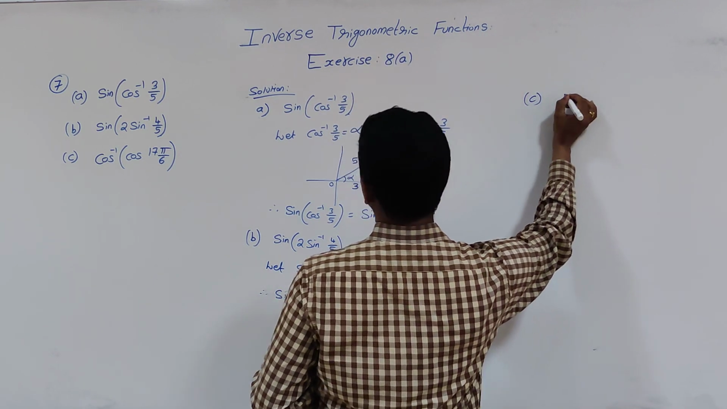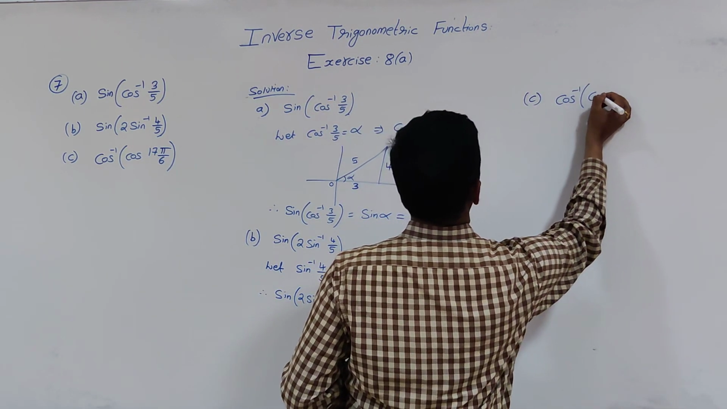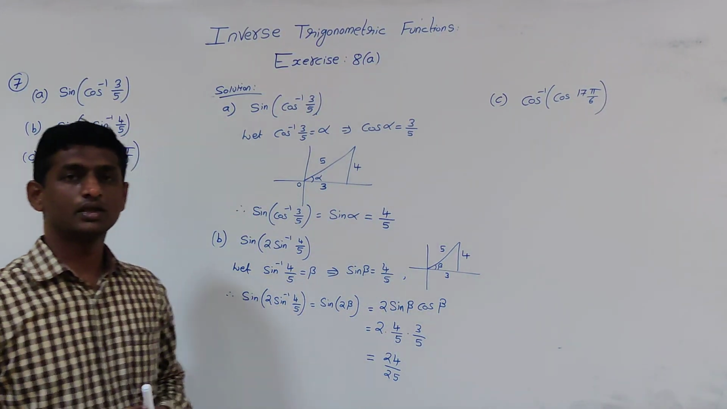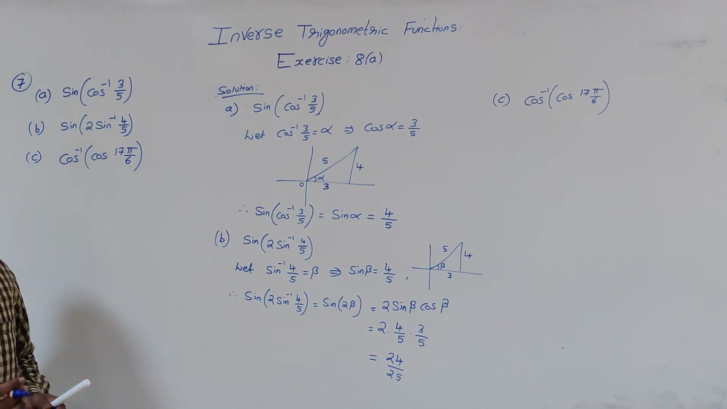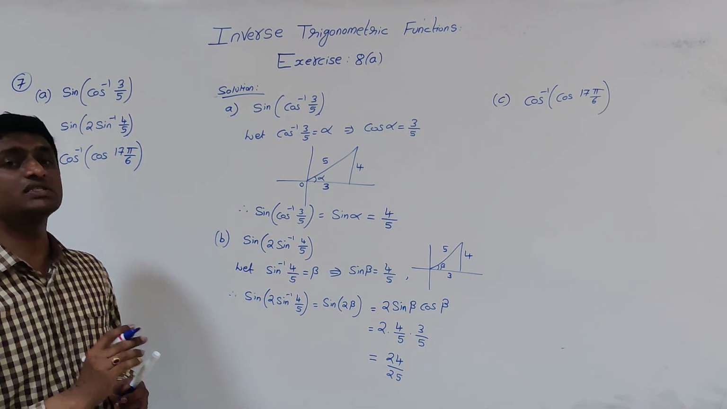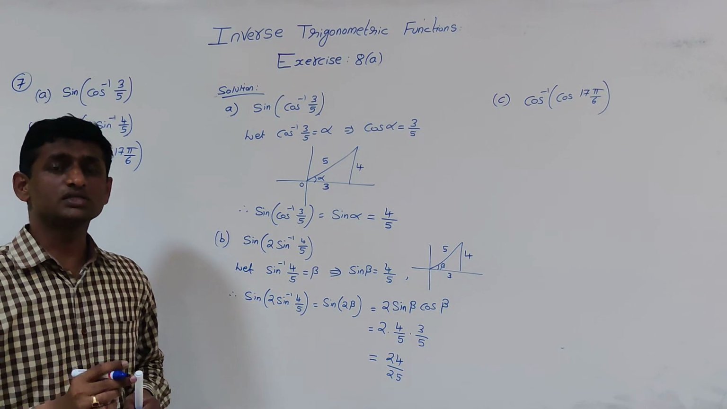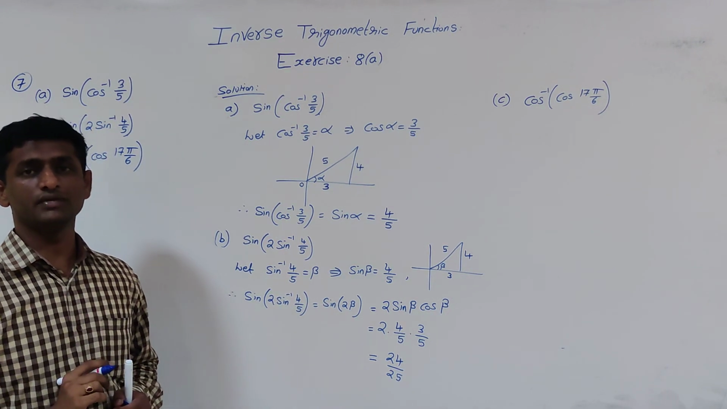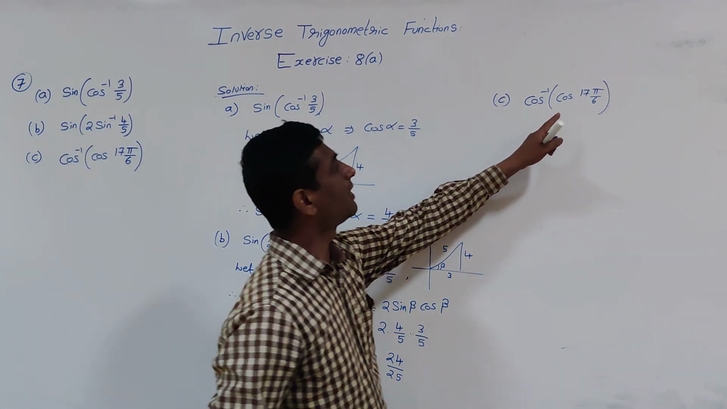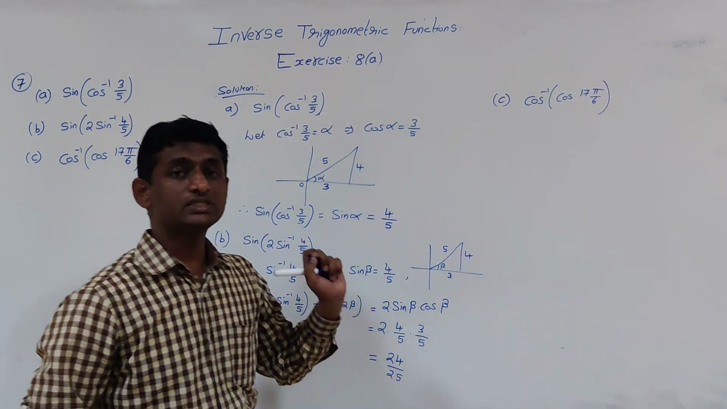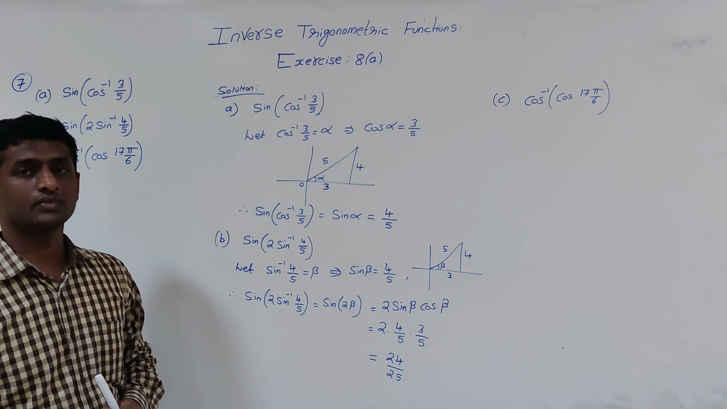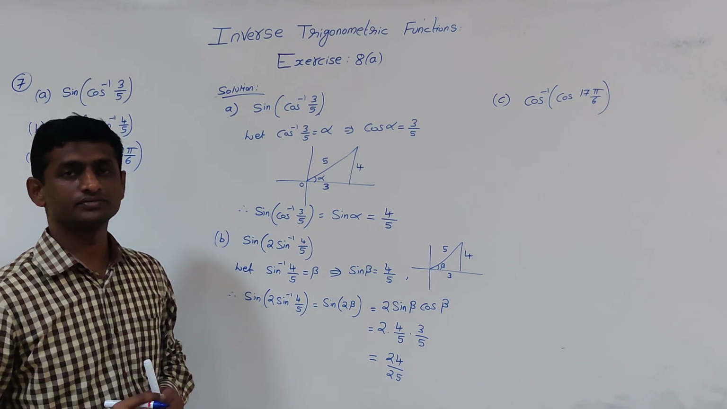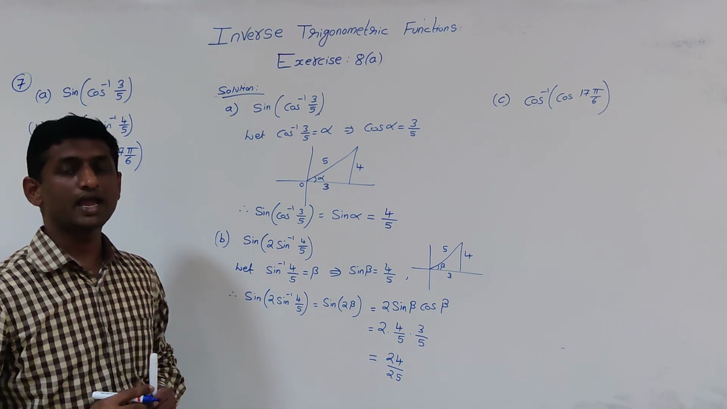Next, (c) cos inverse of cos 17π by 6. Is it in the form of cos inverse of cos theta? Cos inverse of cos theta is theta only if theta belongs to the closed interval 0 to π. But 17π by 6 is an angle which does not lie between 0 and π. So we can't apply the formula directly. We have to reduce the given angle.